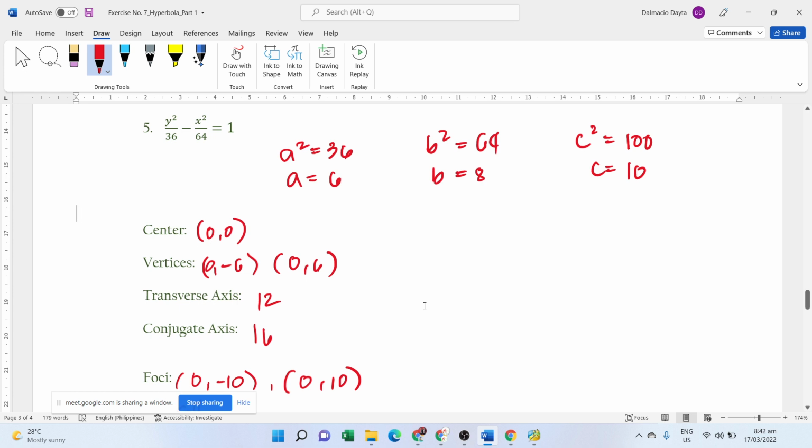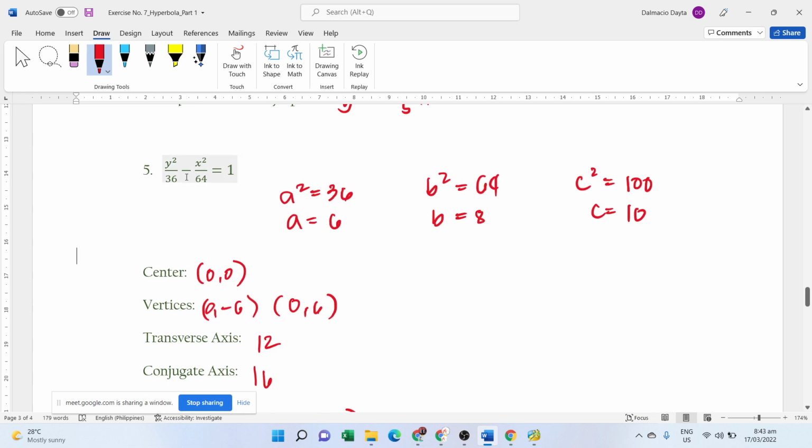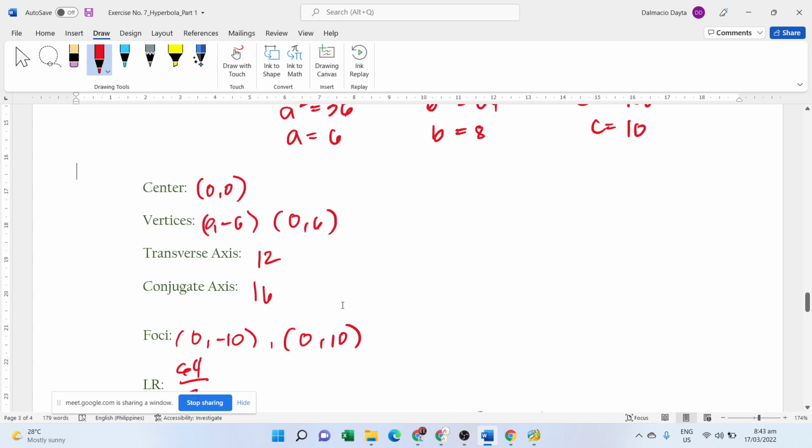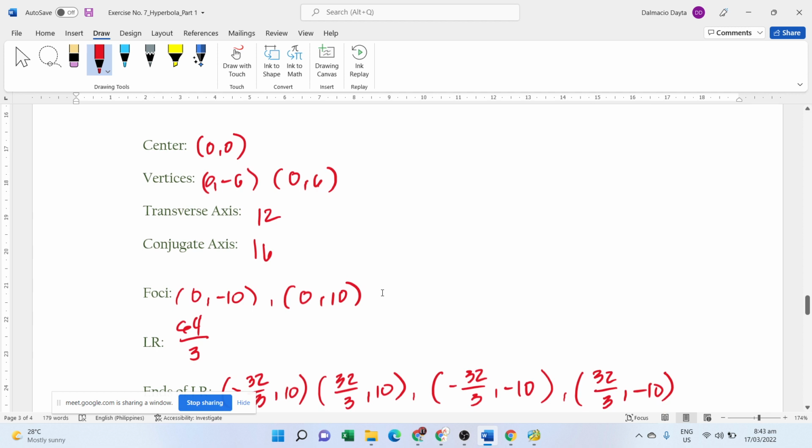Center, of course, 0, 0. So this hyperbola has its transverse axis along the y-axis, no? Because the positive term is y squared over a squared. This is correct. Vertices 0, negative 6, 0, 6. Transverse axis is 12, conjugate axis is 16. It's possible, no? Conjugate axis is larger than the transverse axis.